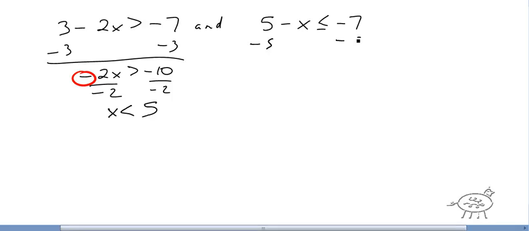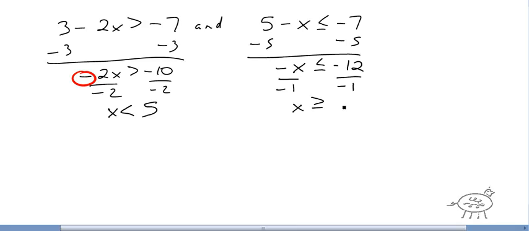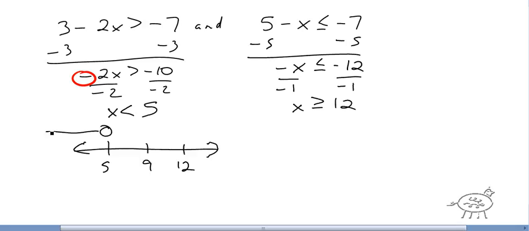Okay, so here I'm going to subtract 5. I get negative x is less than or equal to negative 12. Divide both sides by negative 1. So x is greater than or equal to 12. Okay, so let's graph this one. Here's 5, and here is 9, and here is about 12. Okay, so x is less than 5, x is greater than or equal to 12.